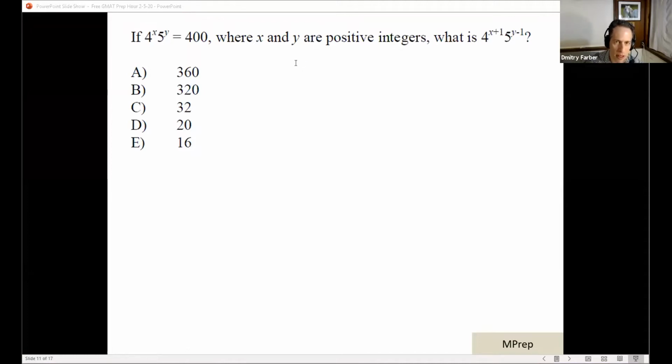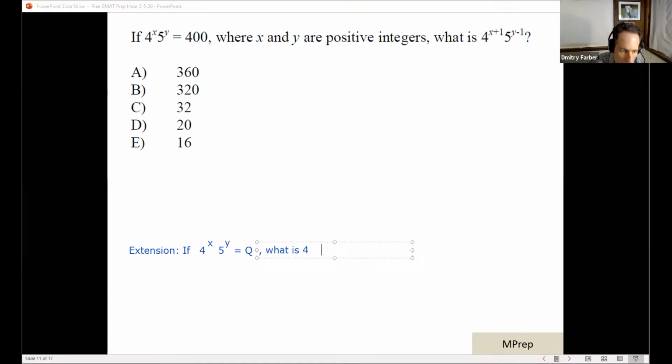I can add an extension for anyone who gets done early. It's something to think about. If you get done early, see if you can do my extended version without cheating too much off the one we just did.